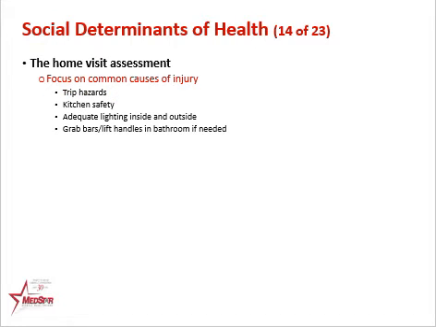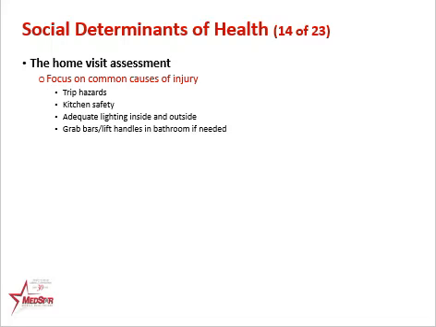Okay, so now that we've dug into some of these determinants and these domains, let's talk about the home visit environment. So the home visit assessment is not a mechanical inspection of the home, right? You're not going in there with a hard hat and a checklist. It's designed to focus on common causes of injury, such as trip hazards that may be present, any kitchen safety issues. Oftentimes we go into patients' homes that don't have electricity, let's say for example, but they're using their stove to heat up their house, right? Definitely a hazard that we need to address.